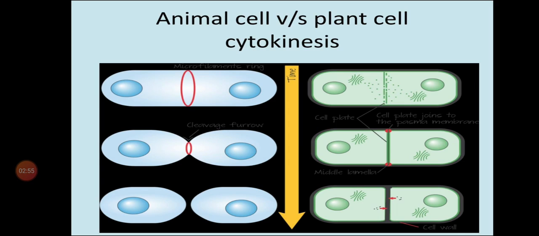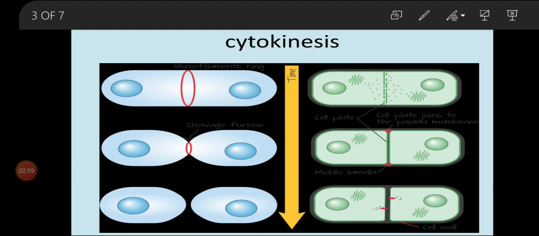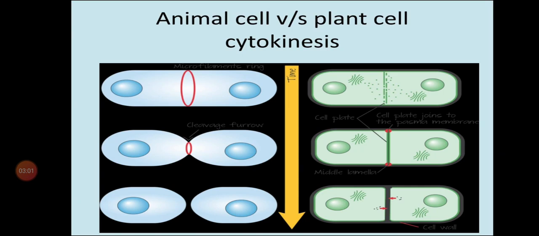In the animal cell, the furrow is getting deeper. You can see, this is the furrow. It deepens and ultimately the wall layer gets divided into 2. We are getting 2 daughter cells. And here we cannot see any furrow. Instead of furrow, there is a cell plate, and that cell plate divides the cell into 2 parts.